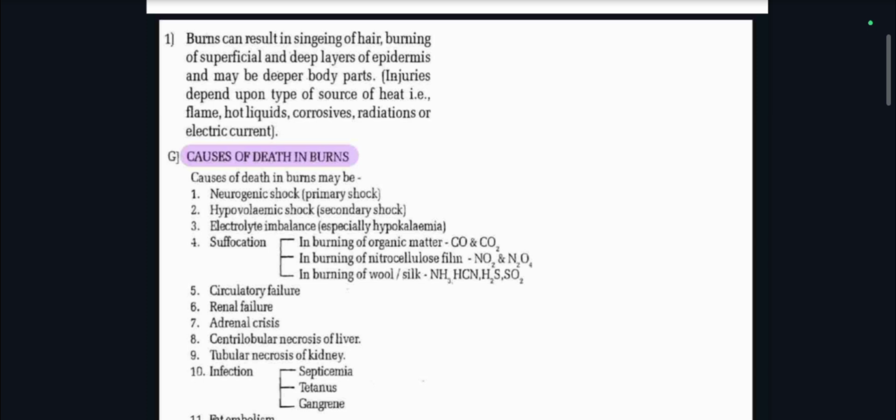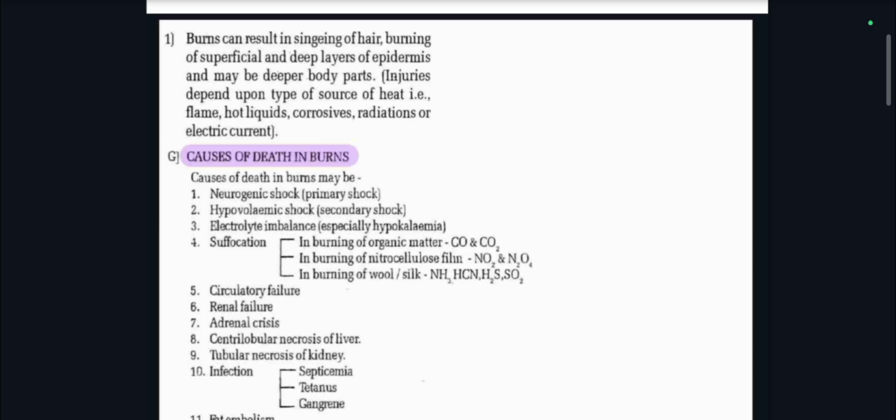So one thing you have to remember, whenever the word burn strikes our mind, we always tend to pay attention towards fire, because burn is mostly associated with fire. But we all have to remember that burns may occur due to flame, due to hot liquids also, corrosives also, radiations and electric current also. So this is a very important point, because I often get confused with burns, as I always think burns are associated with fire, but no, burns are associated with hot liquids also, corrosives, radiations and electric current.